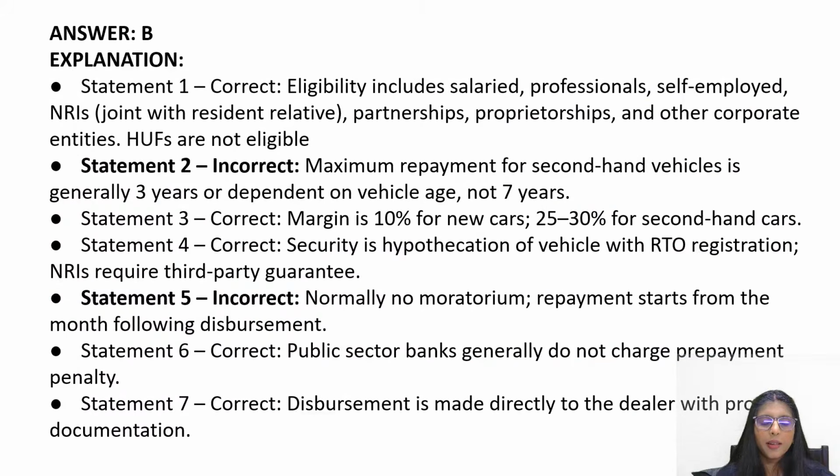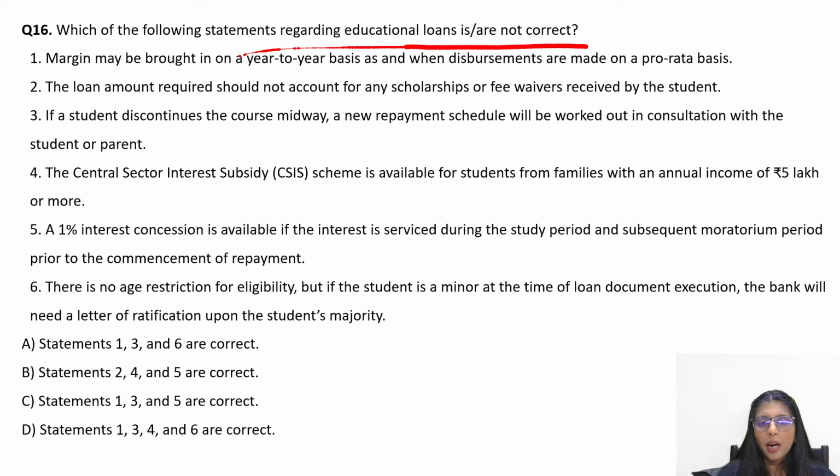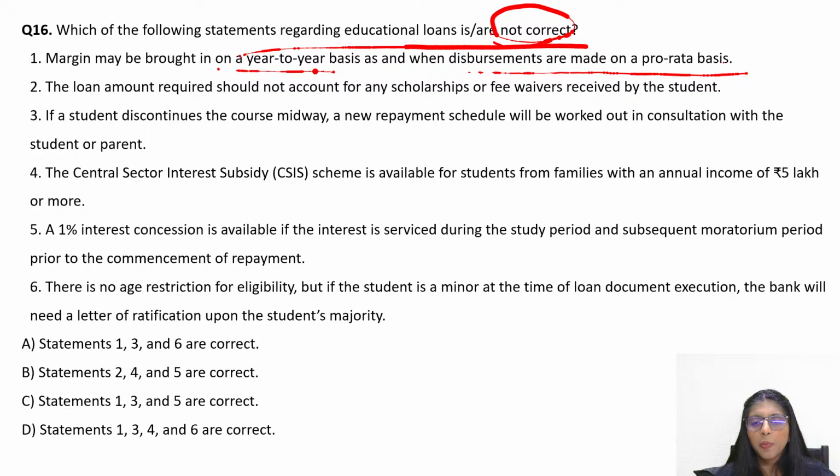Next question. Which of the following statements regarding education loan are not correct? Margin may be brought in on a year-to-year basis, and when the disbursement is made on a pro-rata basis, it's correct. The loan amount required should not account for any scholarship or fee waiver received by the student. It's incorrect, because scholarships or fee waivers are considered when calculating the loan amount. It will be considered when they're calculating the loan amount.